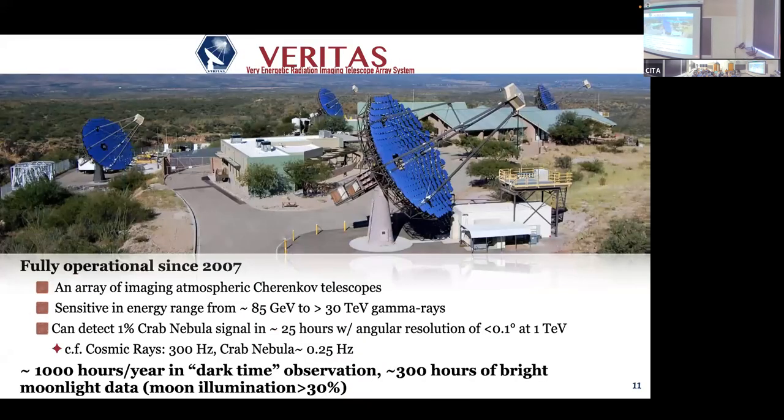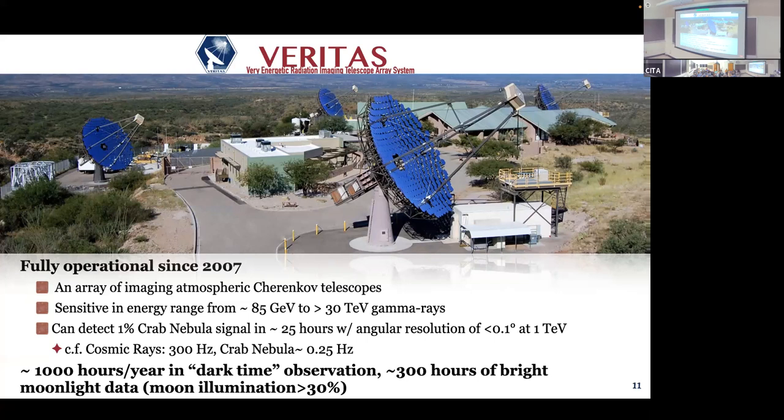Just because I'm working on VERITAS, I will go into a little more detail on VERITAS. This is VERITAS. It's a parking lot. Usually more cars are parked. We took this particular picture after moving all the cars out, so it looked a little more decent. It's an imaging atmospheric Cherenkov telescope. We have four of them.